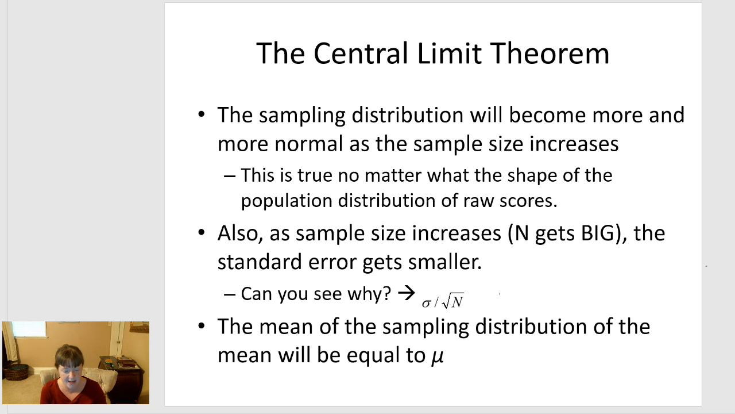And last thing again is that the mean of all of the averages will be equal to mu, whatever the original population average is, right? The average of all the averages will be equal to the original population average, because any overestimates are going to cancel out any underestimates.